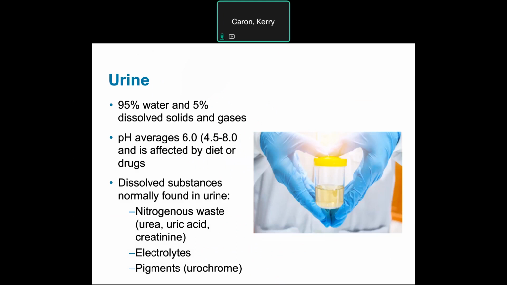Urine, what is urine? Urine is 95% water, 5% dissolved solids and gases. Urine pH is about 6.0, and it's affected by your diet, the amount of water you drink, and drugs you take. A lot of the dissolved substances are nitrogenous waste, so your urea, your uric acid, and your creatinine, your electrolytes, and some pigments making the yellow color like urochrome.